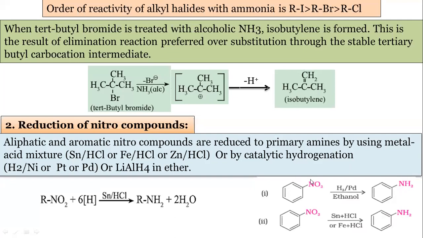And how will you prepare nitrobenzene from aniline? What do we have to do here? The reverse: we have to do the oxidation. NO2 to NH2 is reduction, and NH2 to NO2 we have to do by oxidation. We can do the oxidation by using oxidizing agents like CrO3. These are the oxidizing agents. So we can convert the NO2 group to NH2 group, and NH2 to NO2 group. Remember this, it is important for the exam.